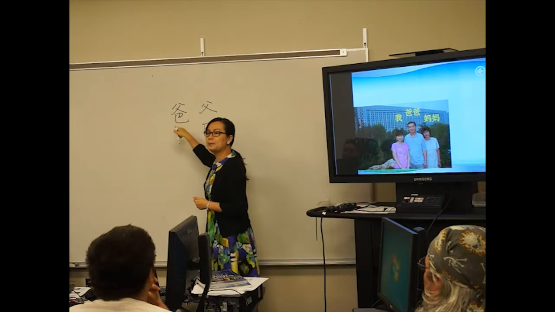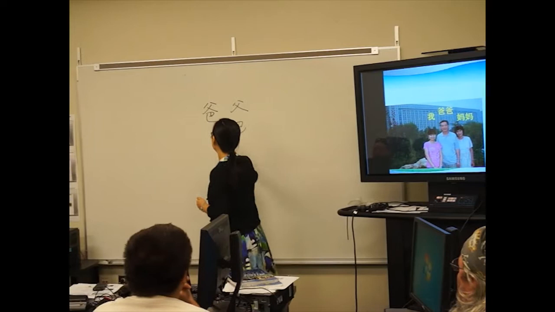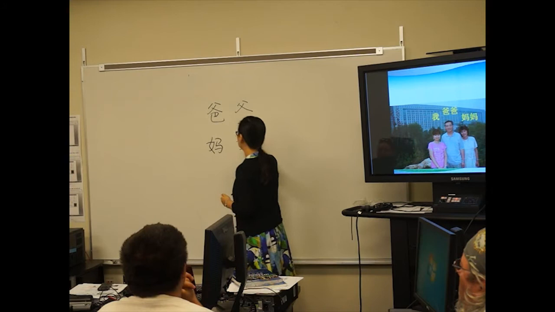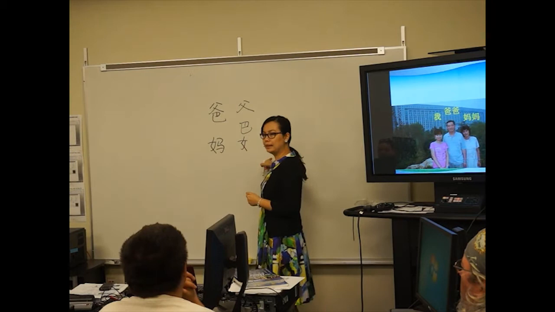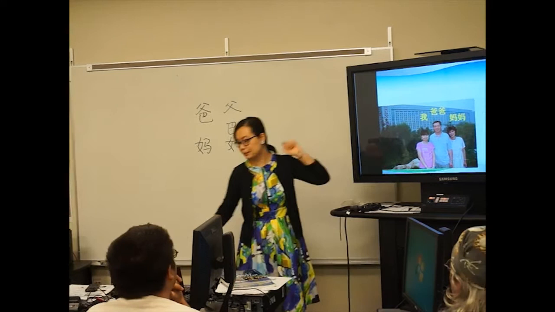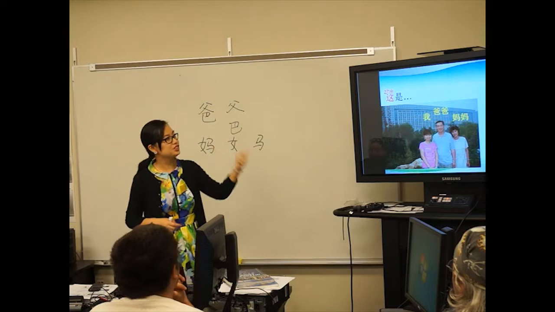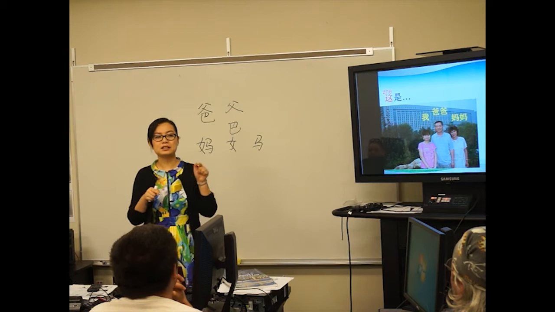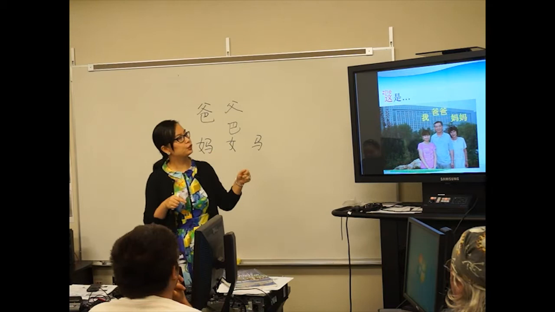Baba, can you read after me? Baba. Very good. Now look at this one, the left part, what does it mean? Female, right? And the right part, pronounced ma, suggests the sound. Are you with me? Okay. Mama. 就是我妈妈. 这, this here means this. So this is a demonstrative pronoun that we use to refer to something or somebody close to you. You with me? Okay.